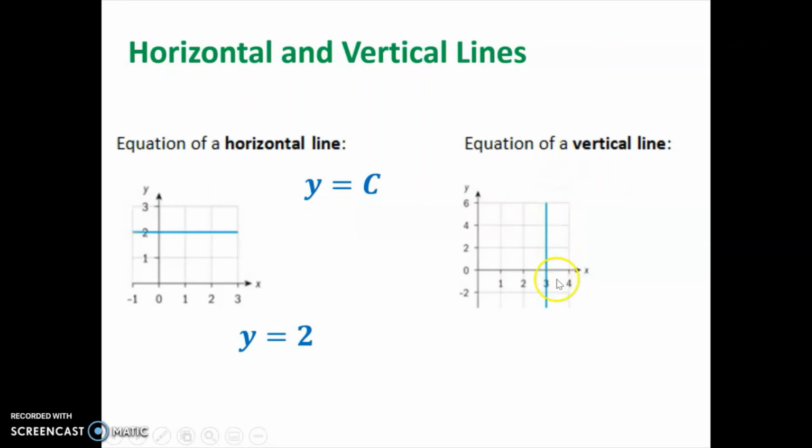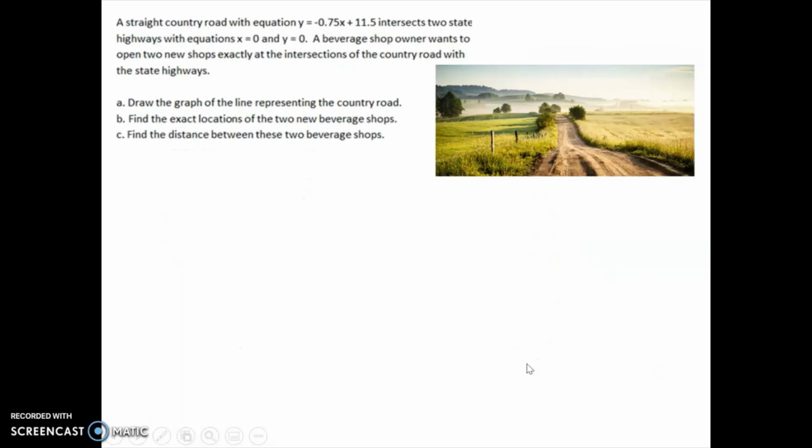Vertical lines look like this. Their equations are always given in the form x equals some value, because in this case they pass through some x value here. In this case, the equation is x = 3. So this is the full equation for this line, and this is the full equation for this line. That will be useful in this problem here.